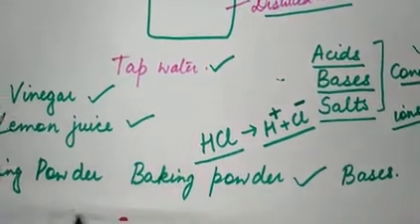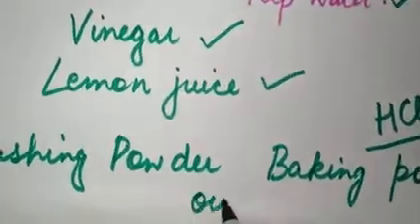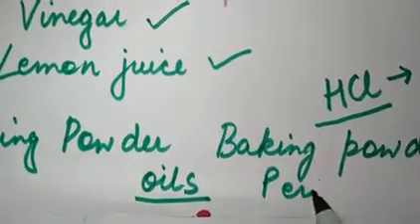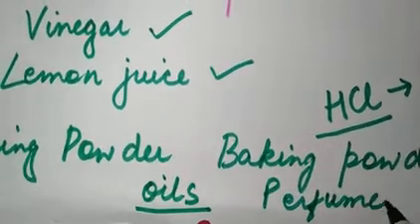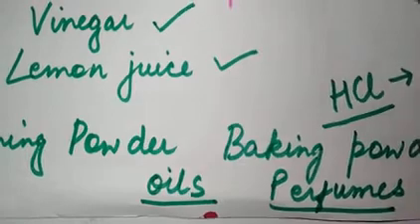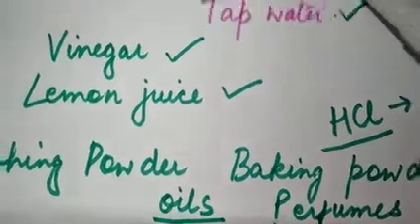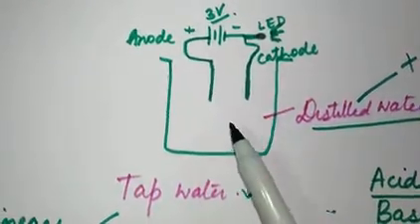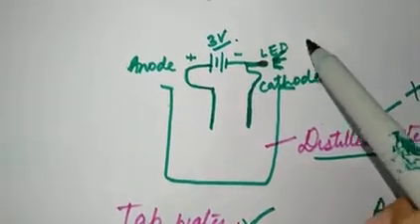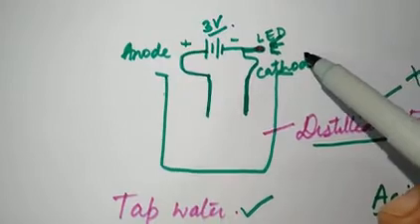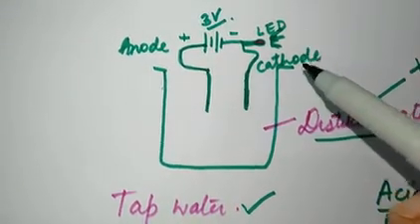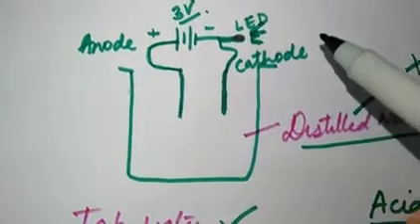In the same way, the two more examples given in your book are oils and perfumes. Oils and perfumes are not going to conduct electricity. If you pour oil or perfumes in this beaker, then this LED is not going to glow because they are insulators. They don't have any acids in them, they don't have any bases, and they are not salts, so the bulb is not going to glow.